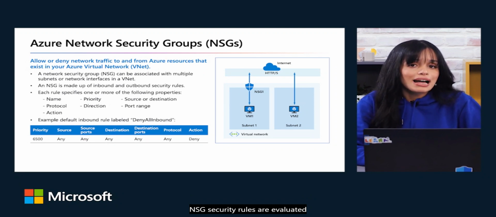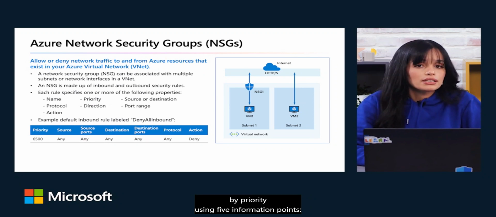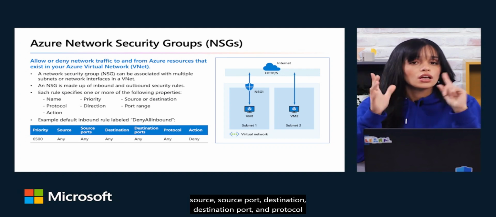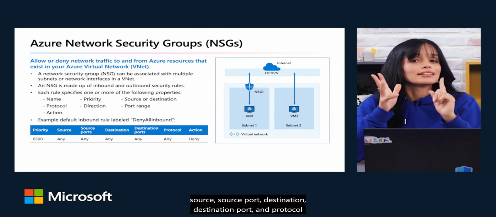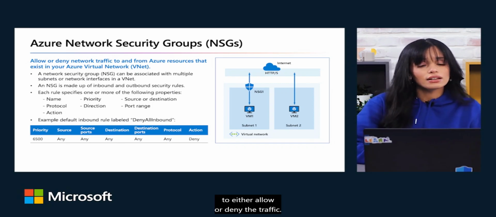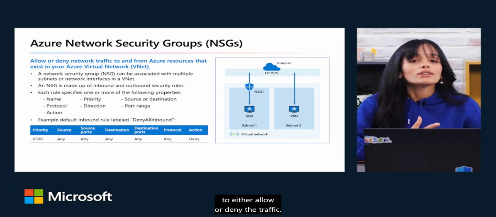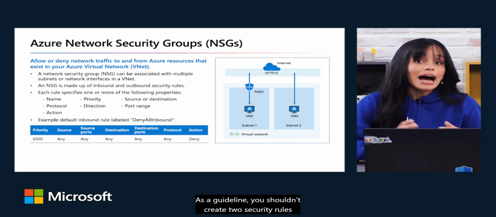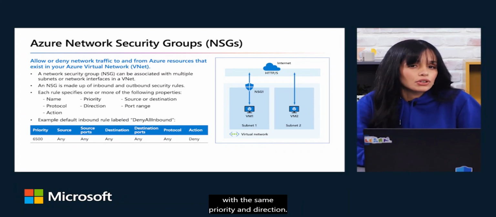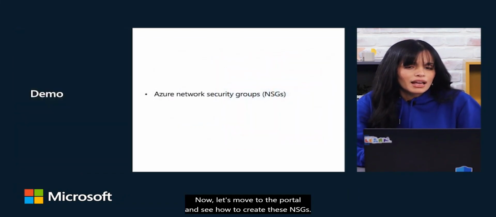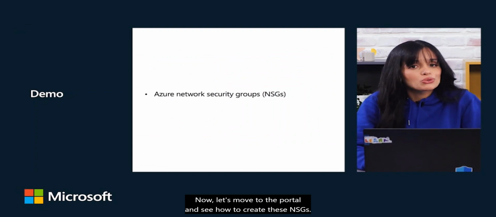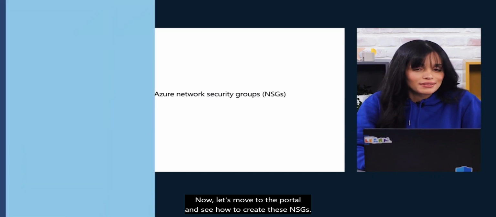NSG security rules are evaluated by priority using 5 information points: source, source port, destination, destination port, and protocol, to either allow or deny the traffic. As a guideline, you shouldn't create 2 security rules with the same priority and direction. Now, let's move to the portal and see how to create these NSGs.